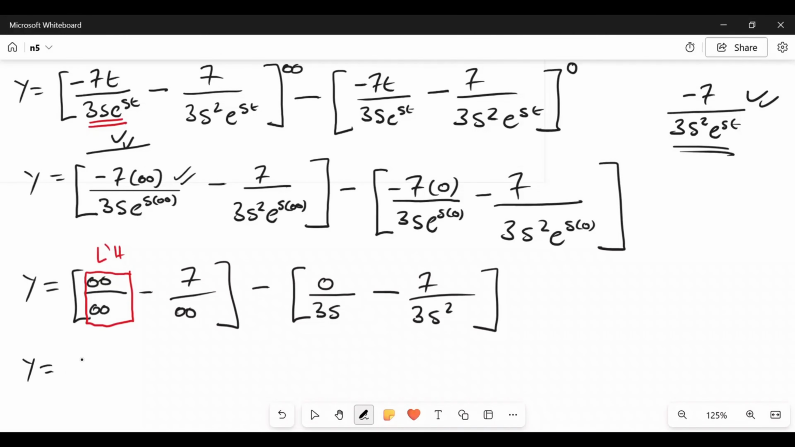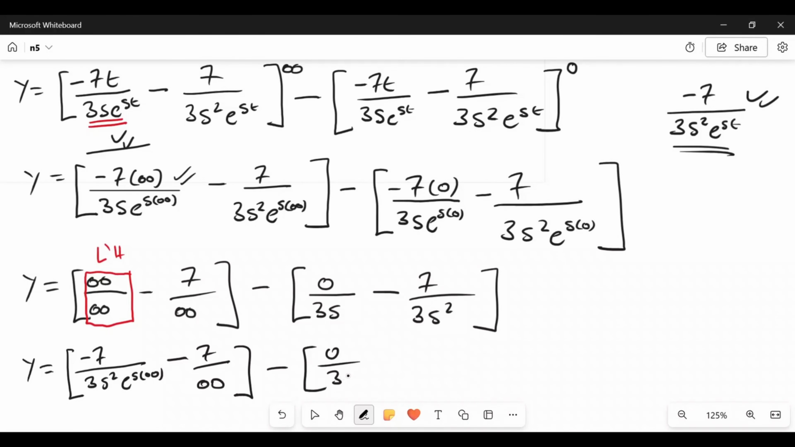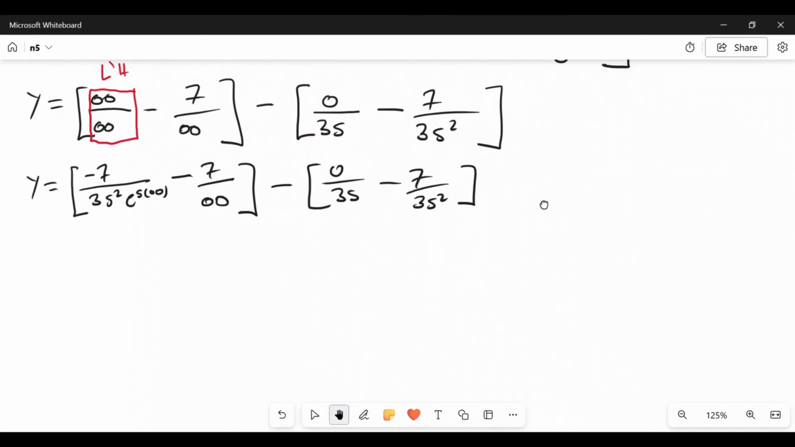So we're going to have y equaling negative 7 divided by 3, and then what do we have there? We're going to have s squared e to the power of s. Instead of writing t, we're going to write infinity, minus 7 divided by infinity. We're going to continue later on. And then we have this one as well: 0 divided by 3s minus 7, and then we have 3s squared. And then we close the bracket there. So it's way too long if you decided to continue like this, but I had to explain how we get to the answer.